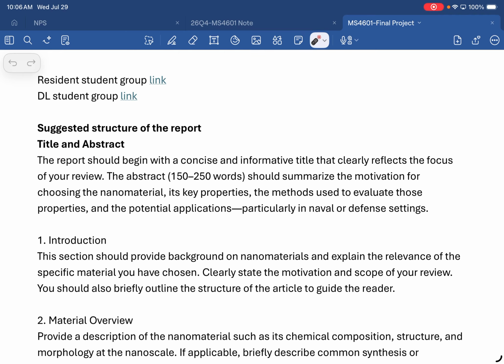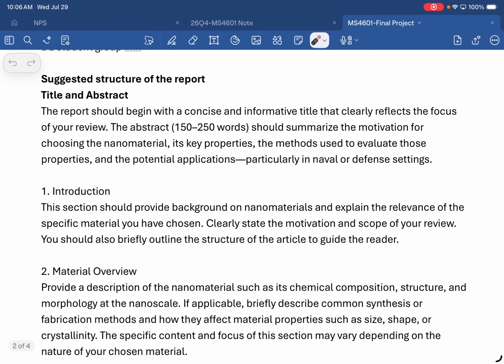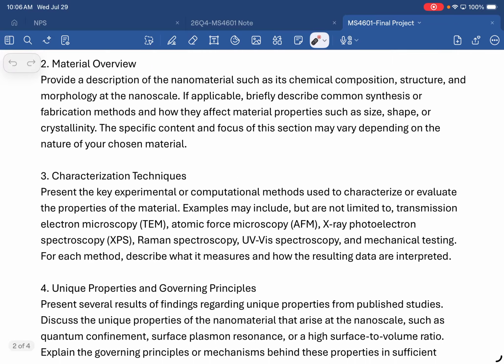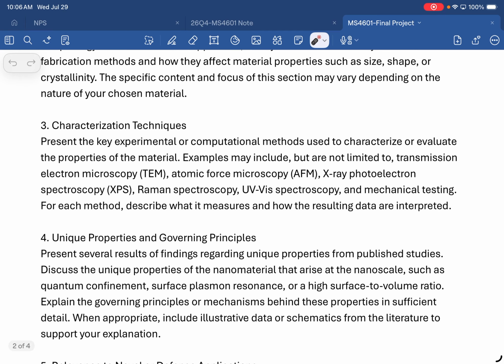The report should begin with a concise, informative title, and the abstract should summarize the motivation and key properties, the method used to evaluate those properties, and the potential applications. And then it basically follows other sections similar to thesis work, right? Thesis paper. So here: introduction and material overview, characterization techniques, unique properties and governing principles.